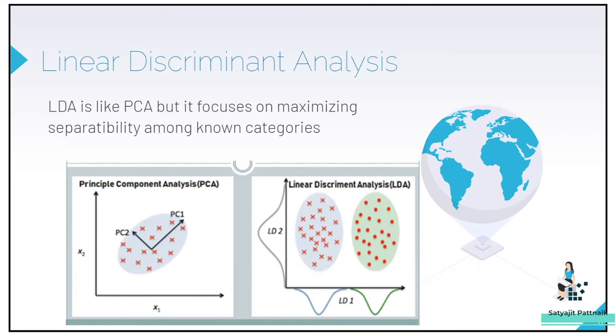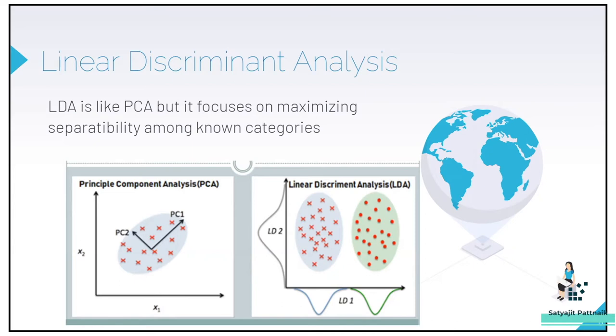If you look at this particular image, you can see that principal component analysis only takes into consideration your X variables. In the previous PCA classes, when we were taking examples and showing the code as well, PCA only considers the X variables. It doesn't consider your Y variables. LDA, on the other hand, apart from the X variables, also considers Y variables while performing the transformation. So that is the main difference between LDA and PCA.